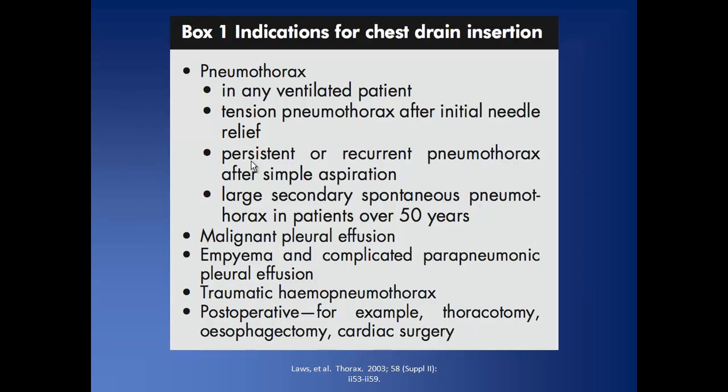So, for example, with a pneumothorax, you put one in any ventilated patient, tension pneumothorax after initial needle relief, persistent and recurrent pneumothorax after aspiration, second large spontaneous pneumothorax, for malignant effusions, for empyemas, for traumatic hemothorax, and post-operatively, where we'll put them in after thoracotomy, after esophagectomy, and after cardiac surgery. And the reason why we put them in post-operatively is that is the window to our chest to let us know, is the patient having a complication post-operatively?